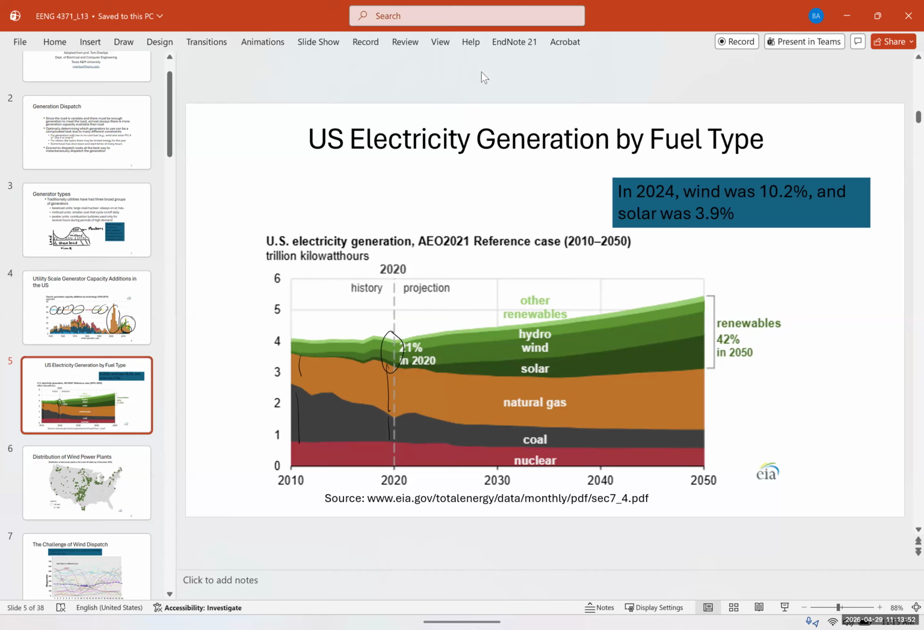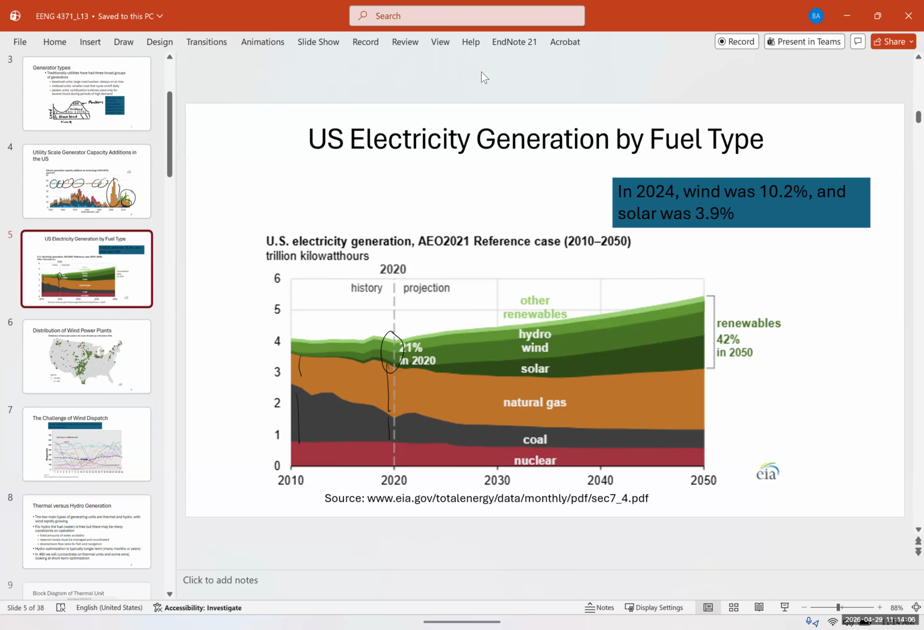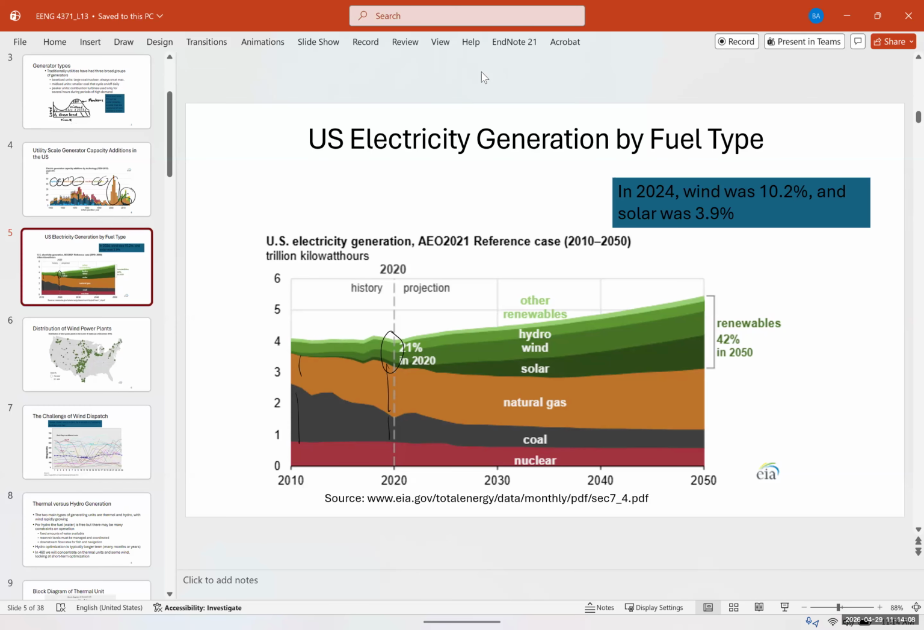And you can see that natural gas has largely displaced coal as the dominant fossil fuel. The reason is, again, greenhouse gas emissions and carbon emissions, and also the fuel cost plays a higher role as well.